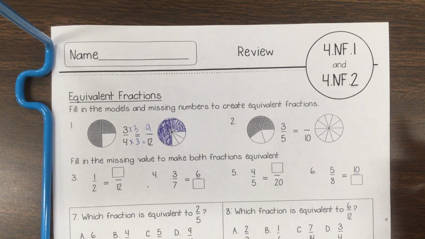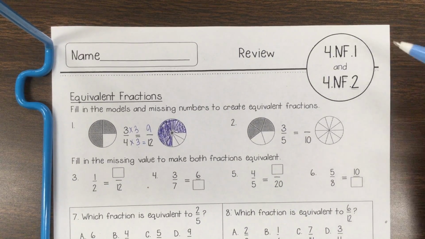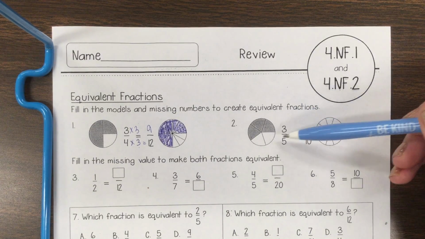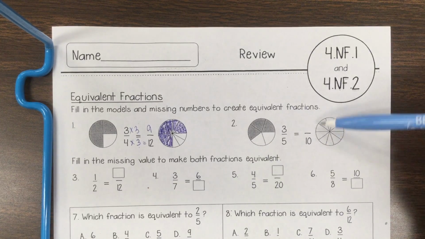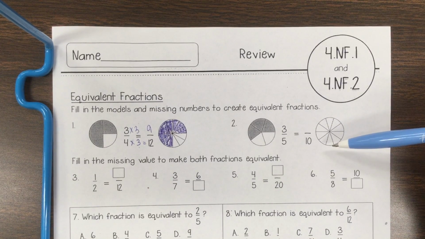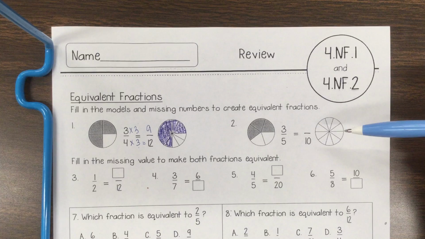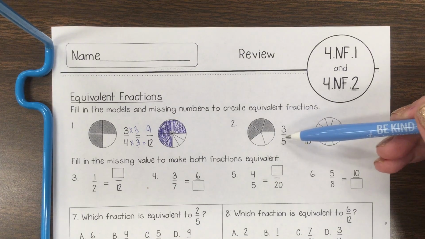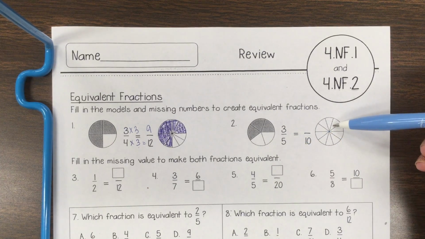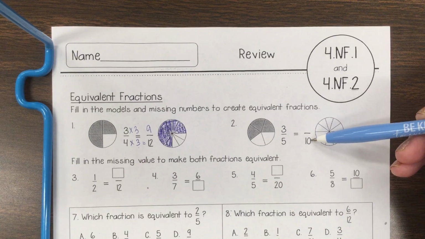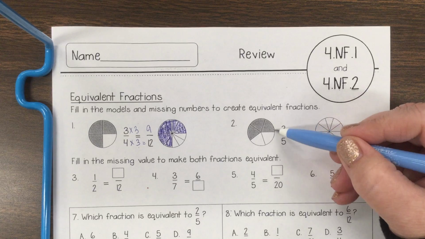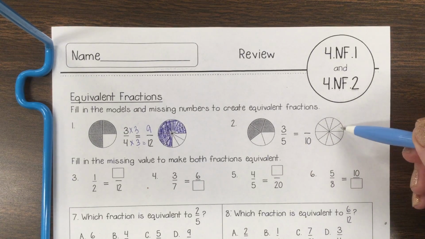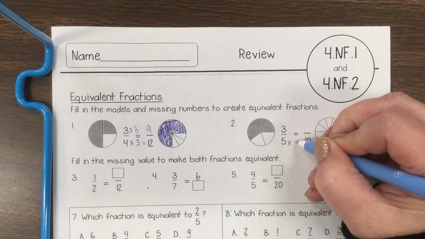We'll go ahead and do the second one together also. So I'm looking here at my picture. I notice that this is divided into fifths and that this is divided into tenths. That kind of gives you a little bit of a clue there, doesn't it? How would I get from fifths to tenths, or from 5 to 10? And if I look here at my picture, this fifth is divided in half.